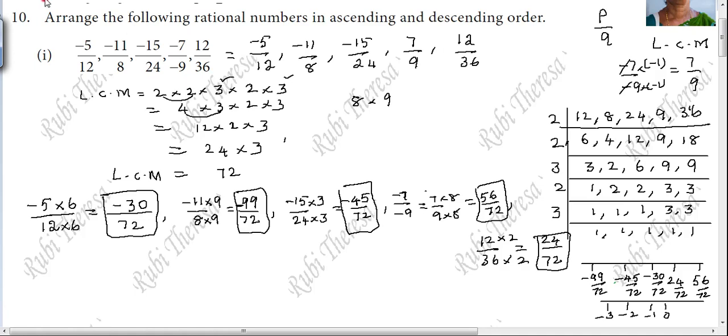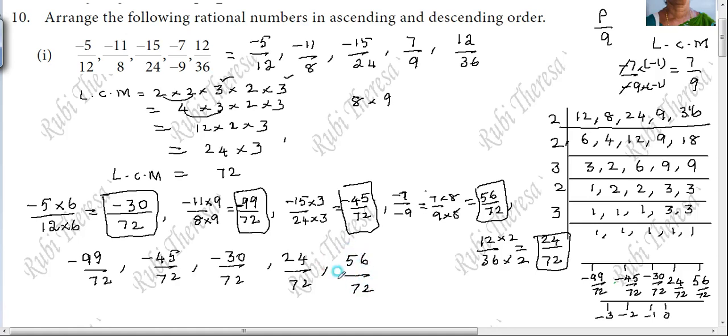Here, let me write it. What is it? Minus 99 by 72, minus 45 by 72, minus 30 by 72, 24 by 72, 56 by 72. What symbol will you get here? Very good. This is less than symbol actually.